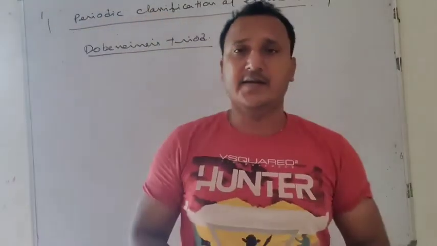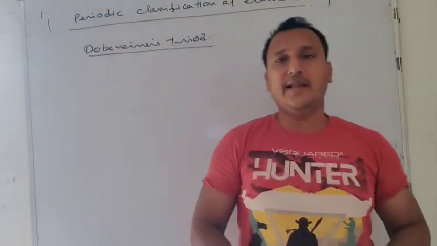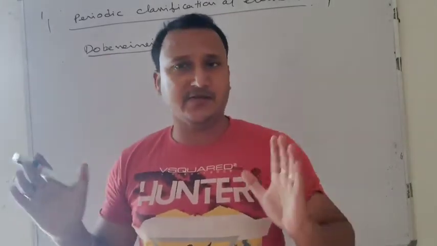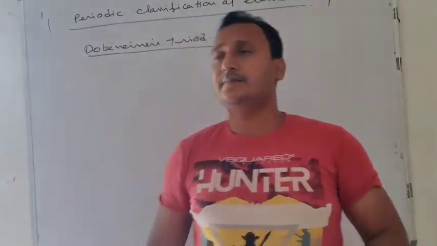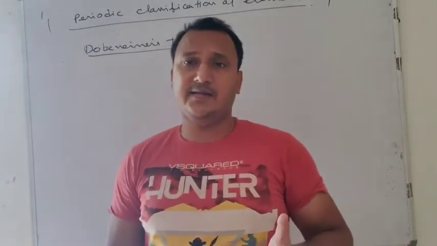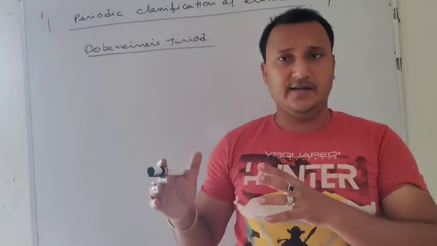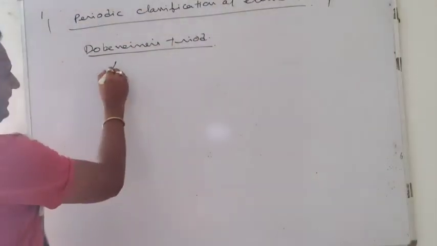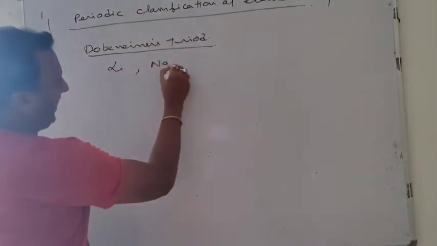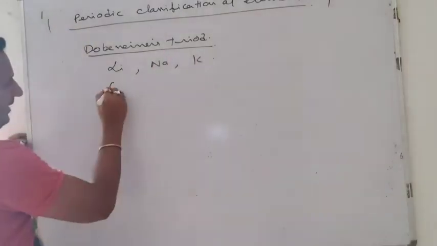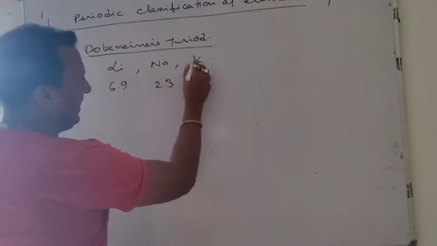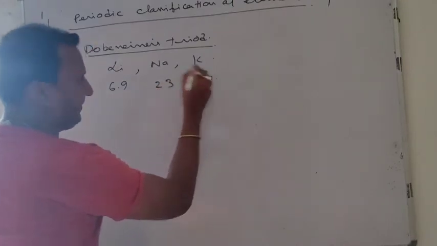Dobereiner was a scientist, so he has arranged the elements in three groups, 3 elements together. Now he has arranged the elements in a systematic way, that is lithium, sodium and potassium. Atomic mass of lithium is 6.9, that of sodium is 23 and that of potassium is 39.